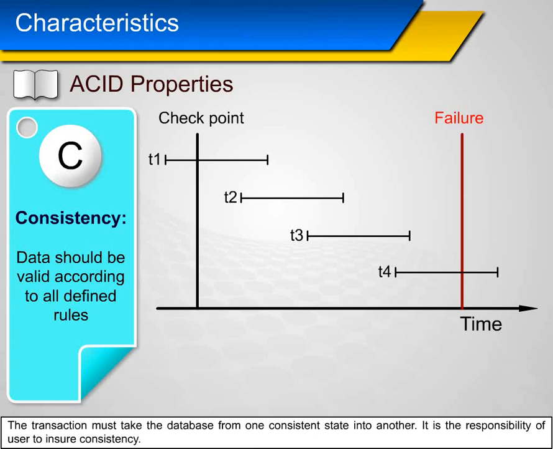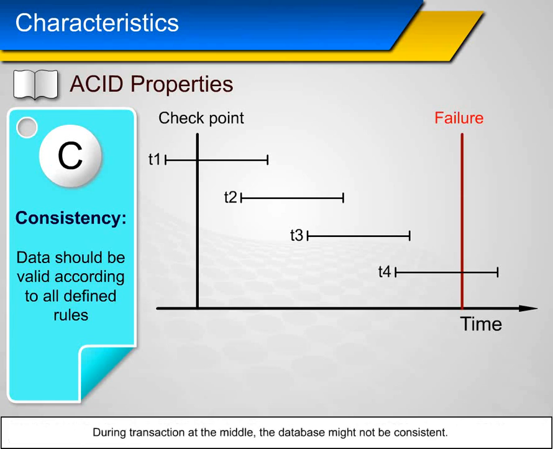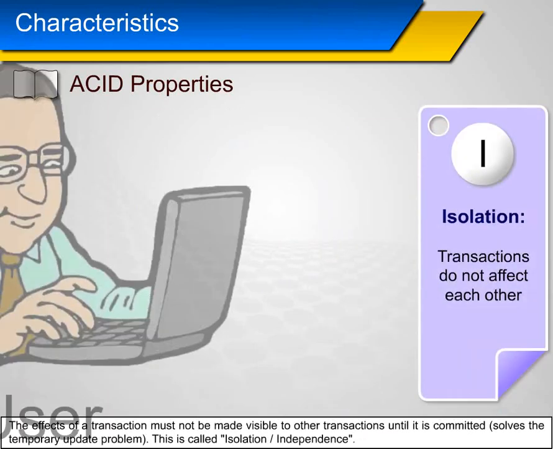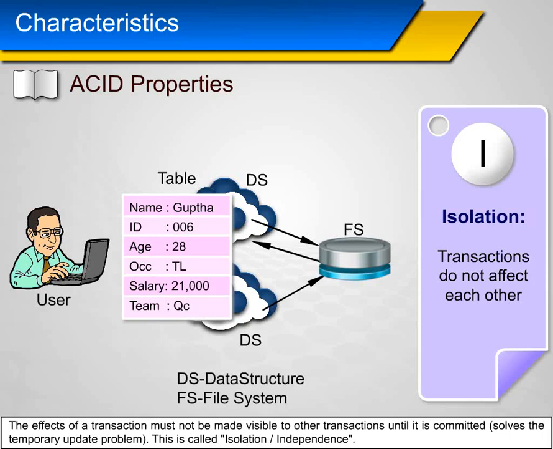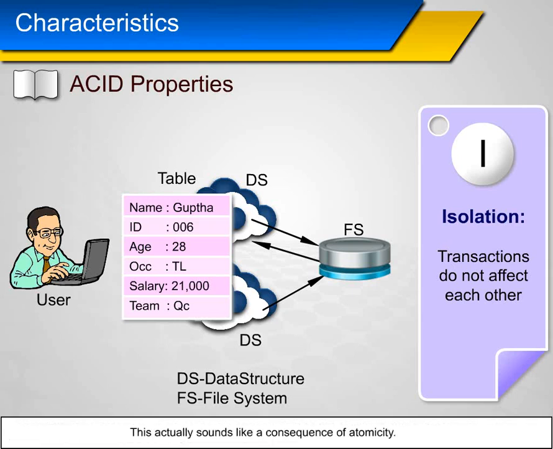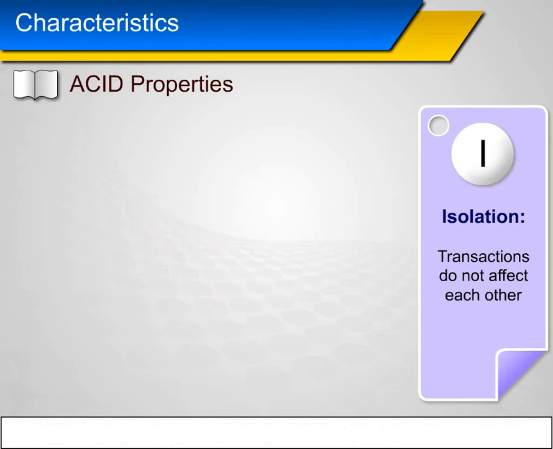It is the responsibility of the user to ensure consistency. During a transaction, in the middle, the database might not be consistent. The effects of a transaction must not be made visible to other transactions until it is committed, which solves the temporary update problem. This is called isolation or independence. This actually sounds like a consequence of atomicity.